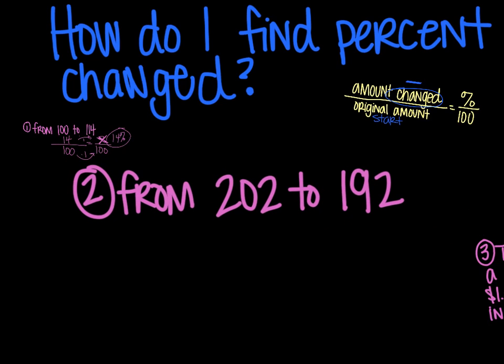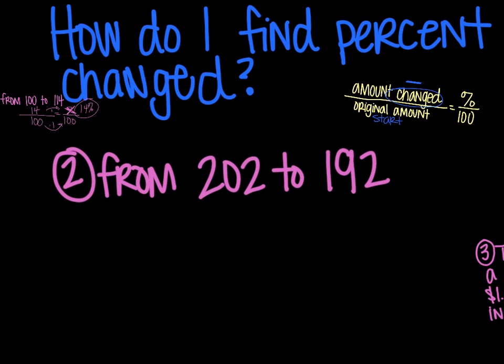Number two, from 202 to 192. Again, what did you start with? Well, you started with 202 and then you went to 192. You decreased. So it's a decrease. You're decreasing your change, but you want to find the difference of the two. So 202 minus 192 gives you an answer of 10. That number will always be positive whether you are increasing or decreasing. It's just the difference between the two numbers.